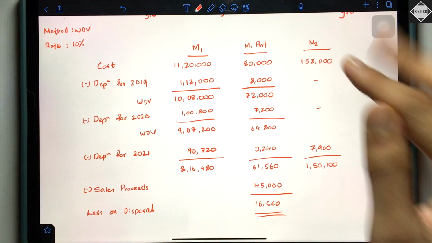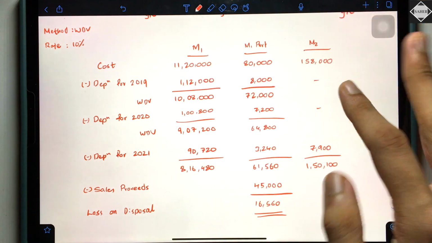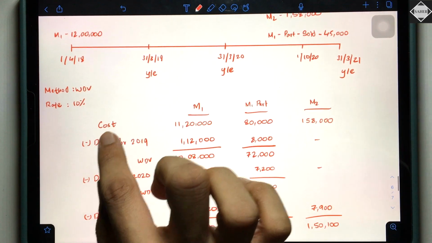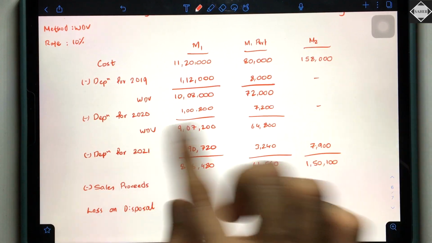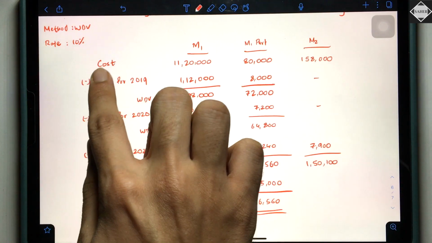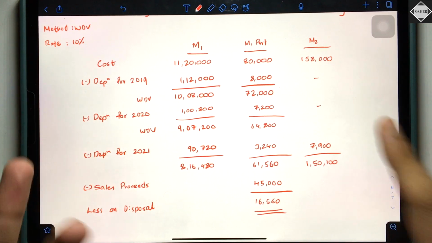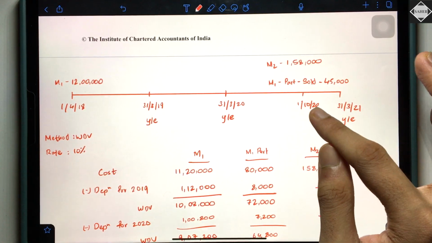Okay, now let's see the M2. In the M2 what happened? You understood all this, yeah? All these are over. M2, see, we purchased for 1,58,000, right? Here I have written the cost now, so that is why I have taken this in the beginning. I cannot take this over here somewhere because it will be WDV or something else. So that is why it's taken in the beginning. Cost 1,58,000. On this 1,58,000 you have to charge the depreciation, isn't it? So in 2019, 2020 you didn't have this M2, right? M2 you purchased in this year only, in the current year only, on 1st October 2020.